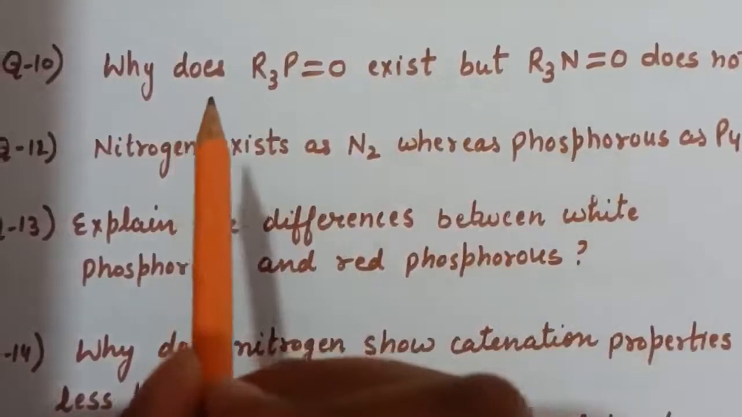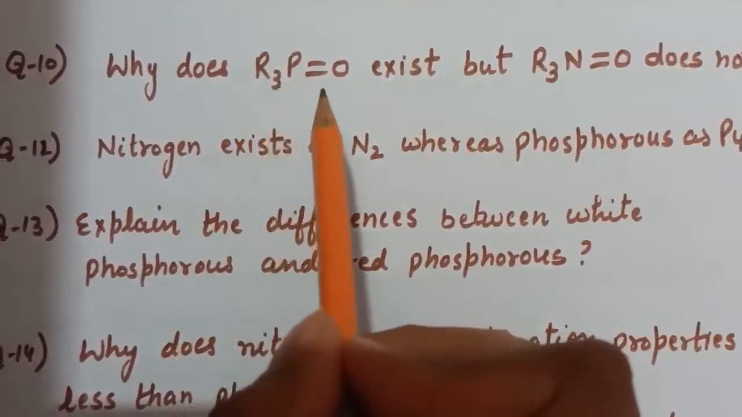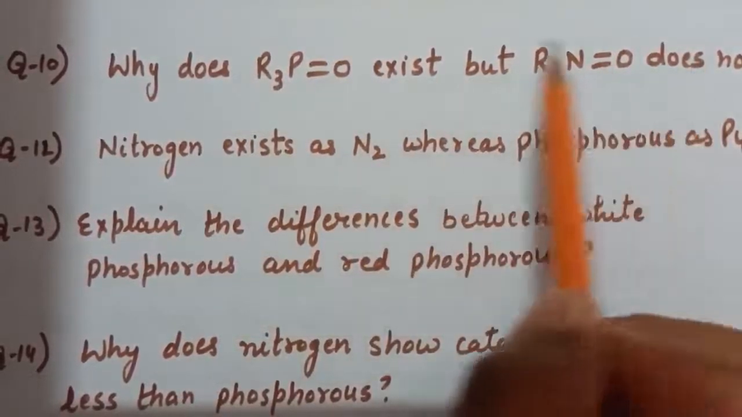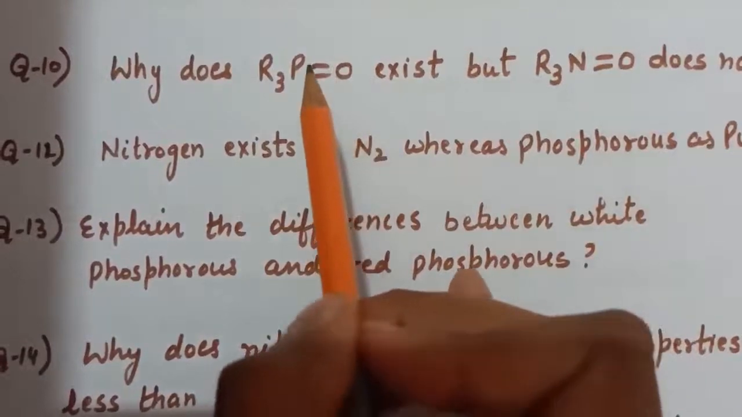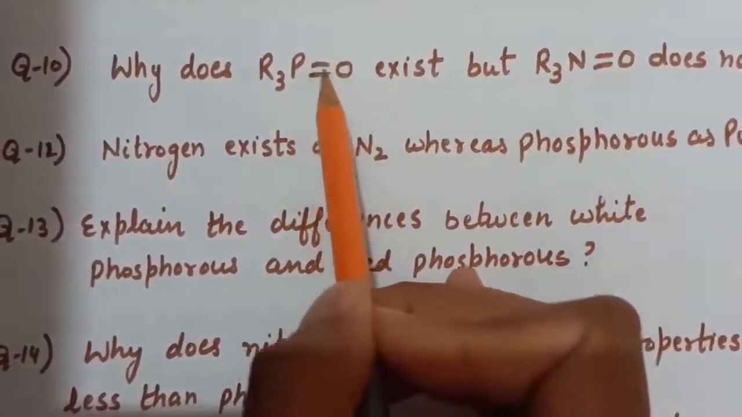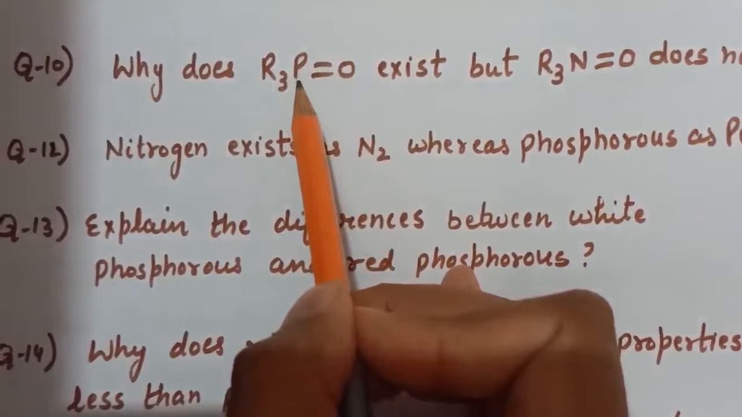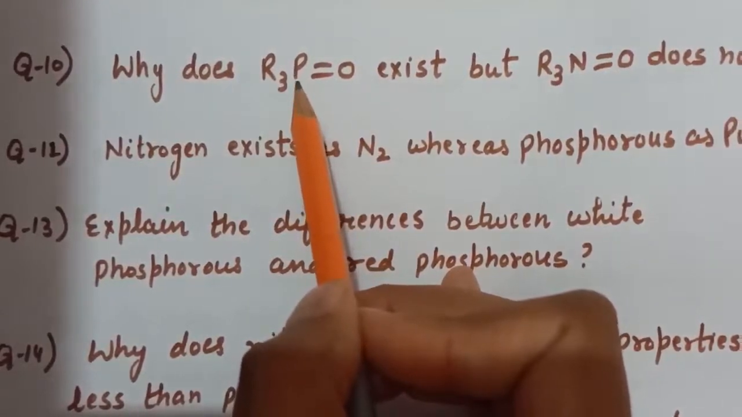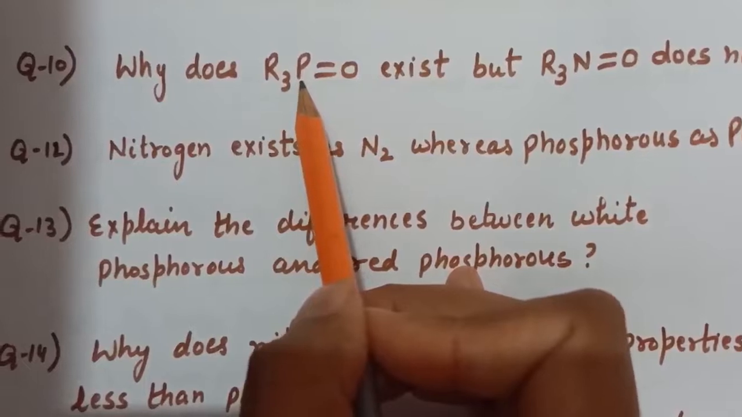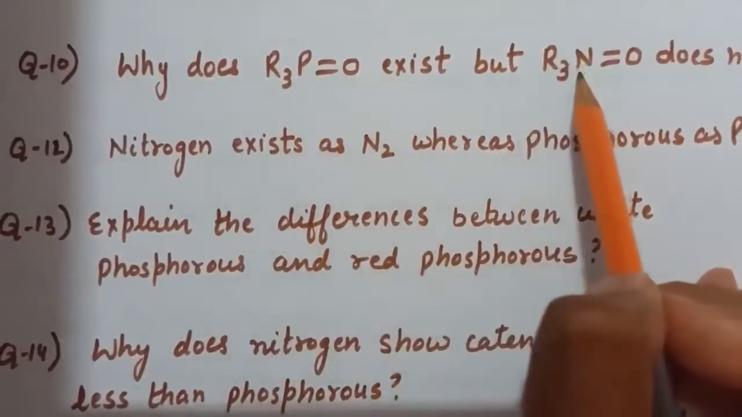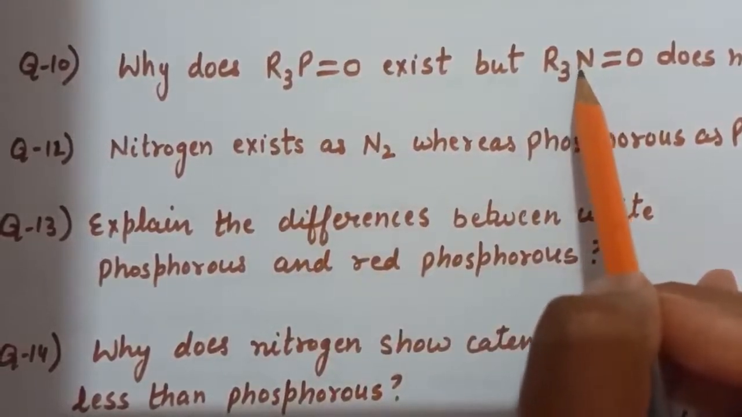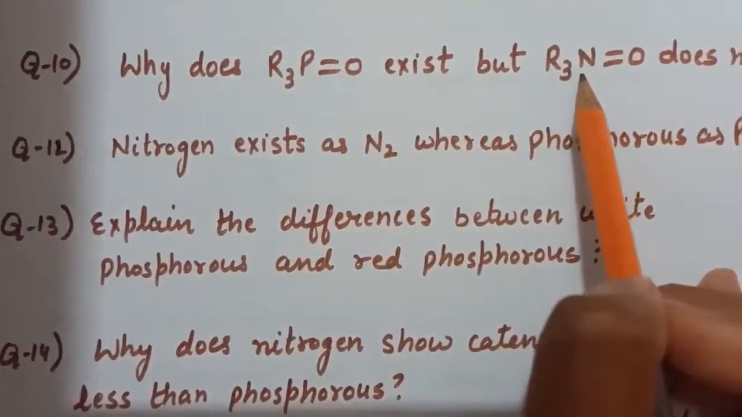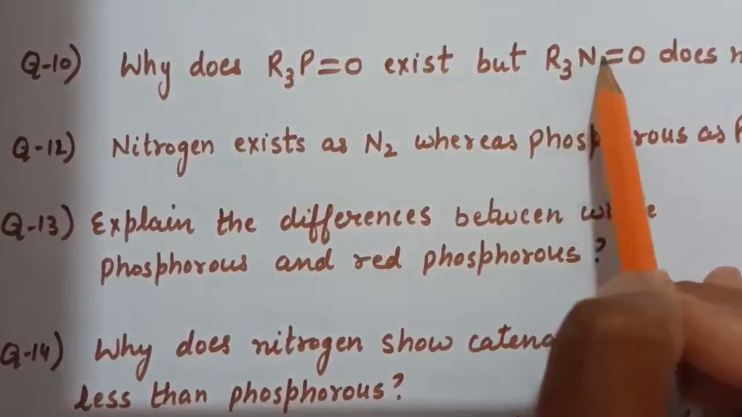Next question is, why does R3P double bond O exist but R3N double bond O does not? And the answer for this question is, in R3N double bond O, the covalency of nitrogen would be 5. We have discussed that phosphorus can show covalency 5 or 6. But in the case of nitrogen, the maximum covalency is 4. But in this case the covalency of nitrogen is 5. That is why this will not exist.